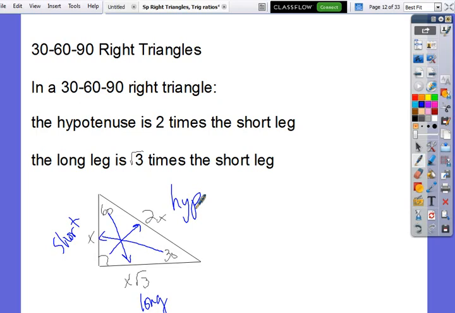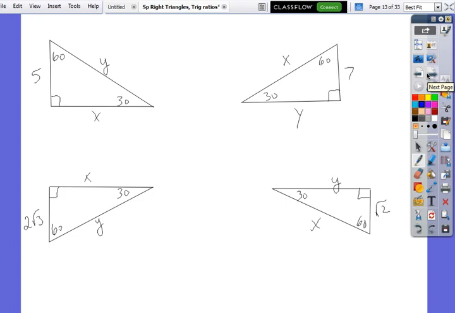The way you do these: the hypotenuse is twice as long as the short one, and the long one is square root of 3 times as long as the short one. If you have the short side, that's the best one to have, the easiest one to do. All right, any questions on what we've got? If you've got the short side, that's the easiest one to work with.